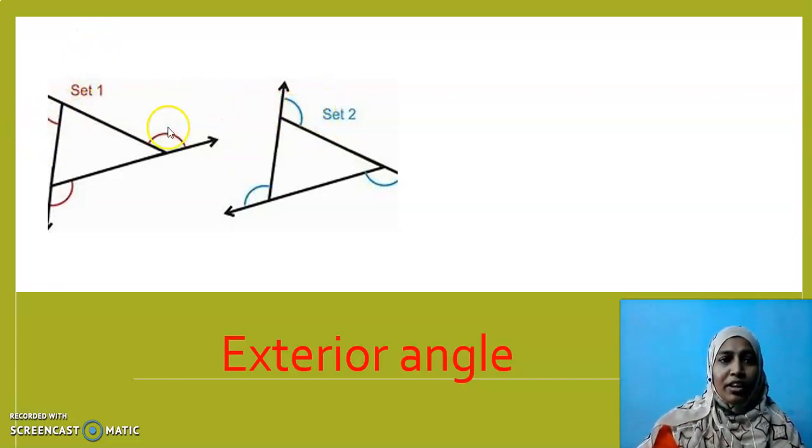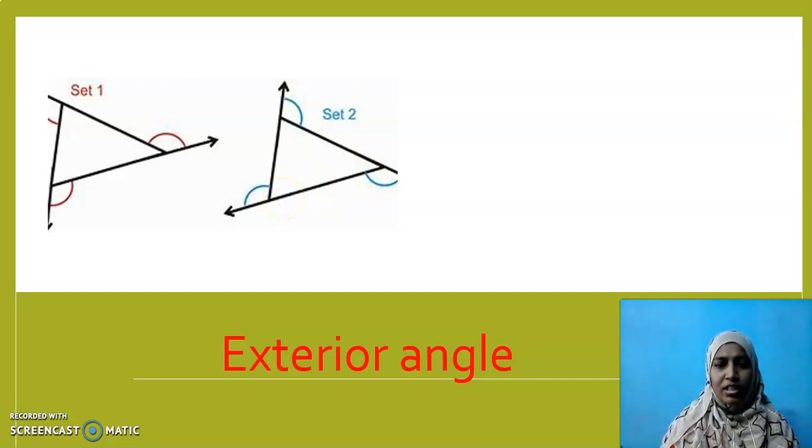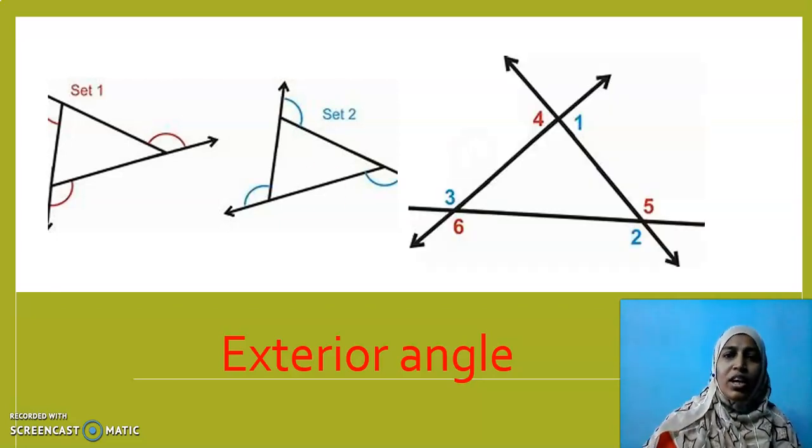Are you able to identify how many exterior angles a triangle has? This is the same triangle. Here also the same triangle. Both are the same triangles. Only thing is the line extension is different. Here it is extended towards right, here the line is extended towards left. If I extend towards right, we have one exterior angle. If we extend towards left, we have another exterior angle. So totally, how many exterior angles do we have?